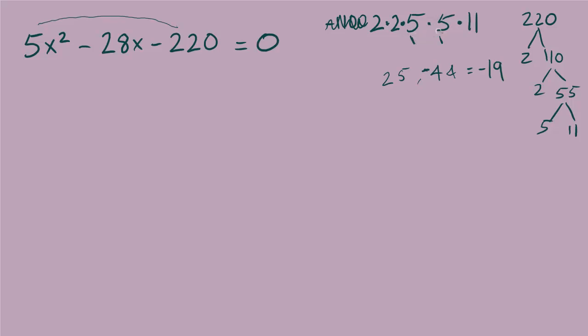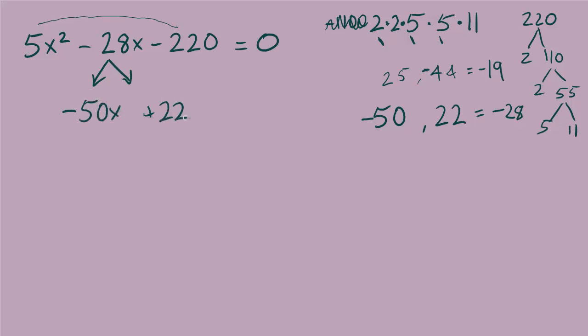What about if we use the 5 and 5 and 2? The 2 times 5 is 10, and 10 times 5, 50. Left over we have 2 times 11 is 22. If we make the larger number negative, add it up, it equals negative 28. That's what we're after. Next, we'll split this term, negative 28x, up into two new terms using the negative 50x and positive 22x. Bring down the 5x squared, the minus 220 equals 0.